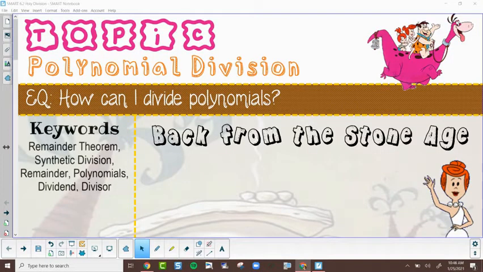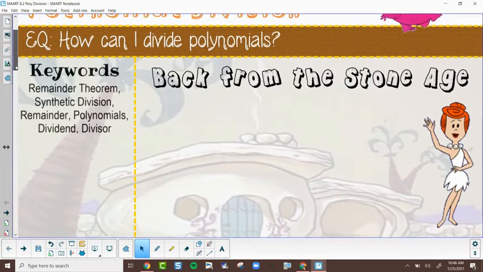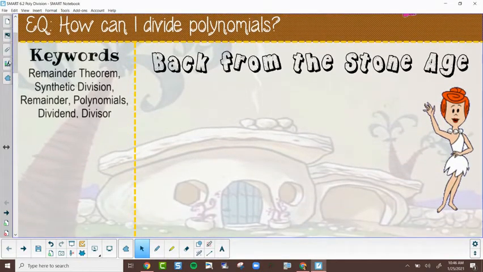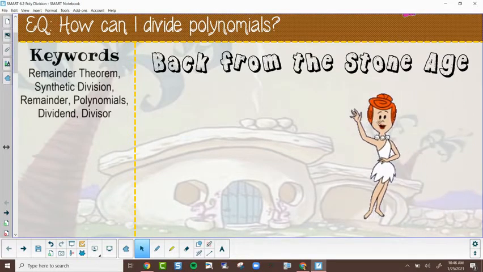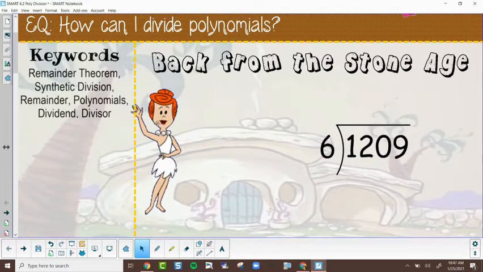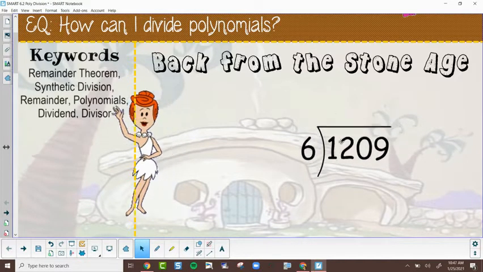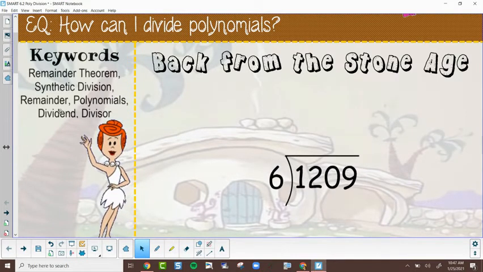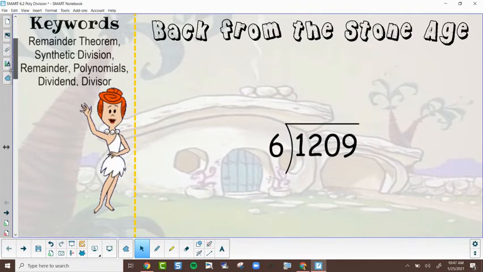Welcome to Polynomial Division. We're going to take a closer look at how we can divide polynomials. We've seen how to multiply them, add them, subtract them, but now we're going to focus on division. So in order to focus on that, I would like to throw it back to the Stone Age. Yes, back in the days where we had a little bit of long division. It's been quite a while since we've seen some of these, so it's always a good way to remember.